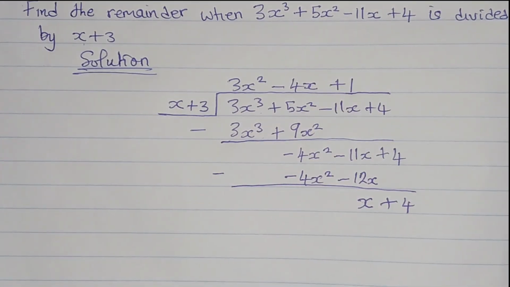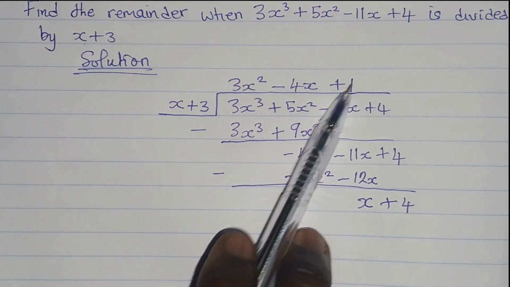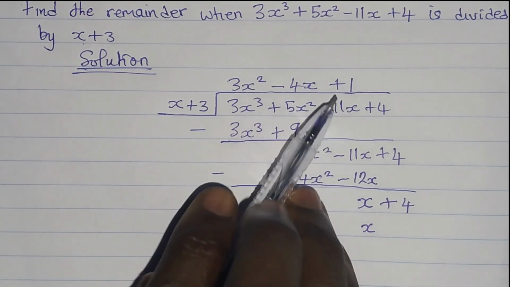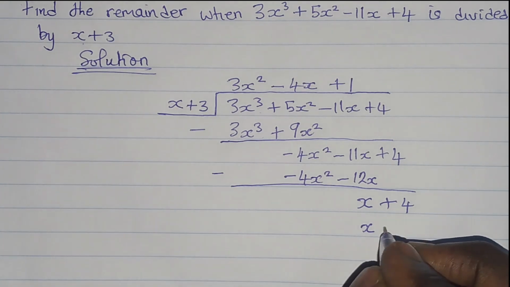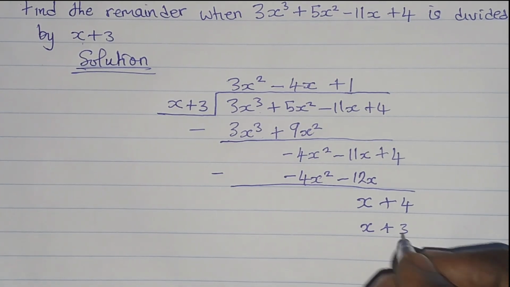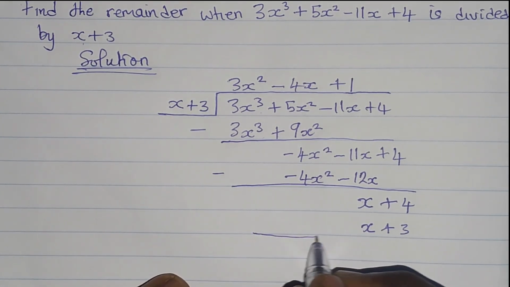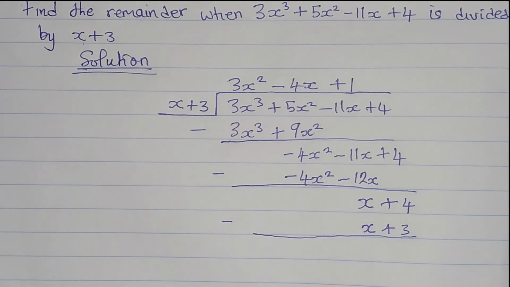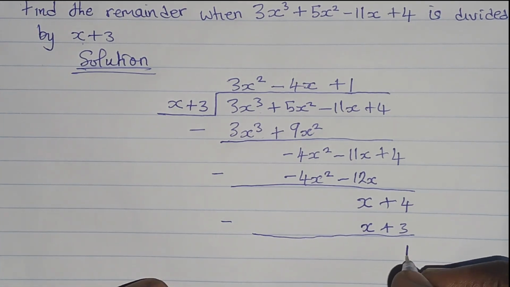So we have 1. Alright. After division, multiplication. So we have 1 times x is x, and 1 times 3 is 3. When we get to this point, what do we do again? We subtract. You can see how simple that is. So if we subtract, x minus x is certainly 0. 4 minus 3 is 1.